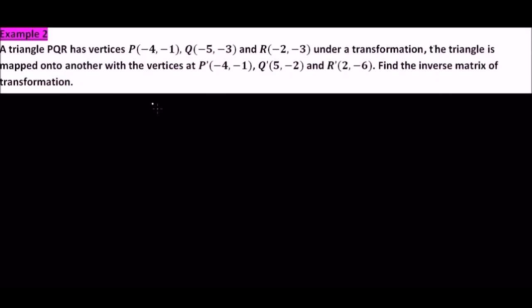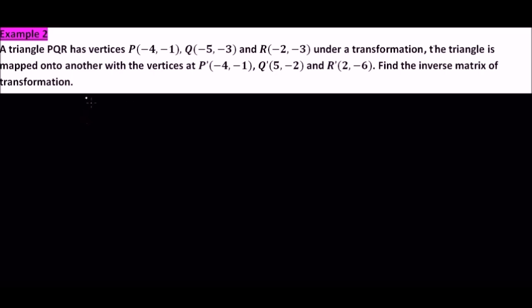So this is our example 2, and we are told that triangle PQR has vertices P(-4, -1), Q(-5, -3), and R(-2, -3), and under a transformation the triangle is mapped onto another with the vertices P'(4, -1), Q'(5, -2), R'(2, -6). Find the inverse matrix of the transformation.